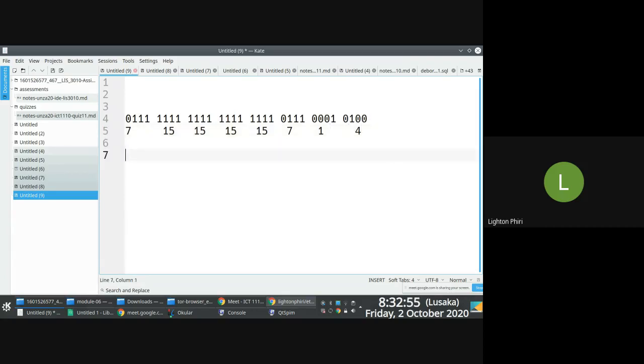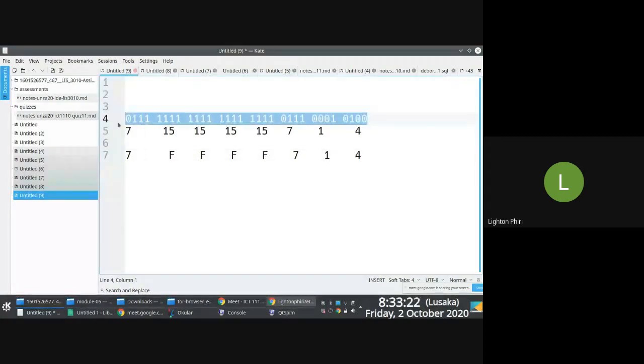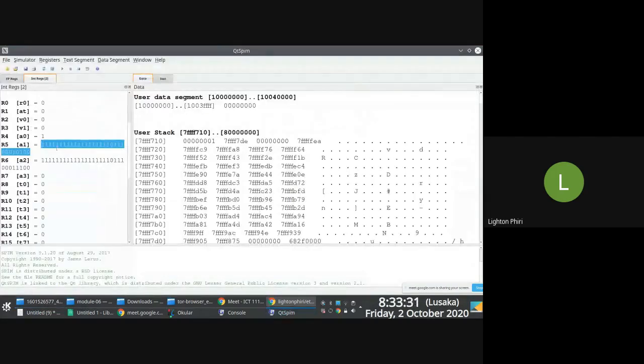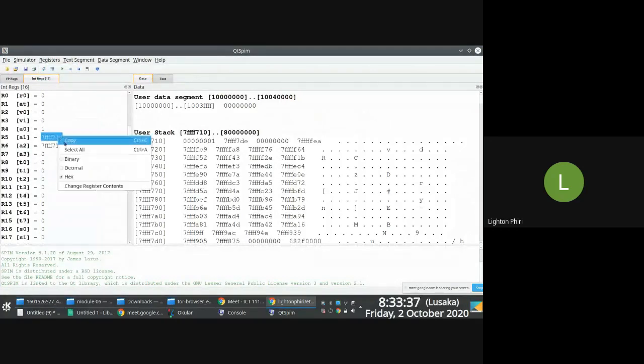This is the decimal representation. What we do afterwards is convert the decimals to hexadecimal. It's pretty easy for symbols from 0 through 15, because we know that 7 is 7, 15 is F, and so on. So this long 32-bit binary number here is nothing more than 7 F F F F 7 1 4. And if we were to go back to QtSpim, where we got this number from, and configure my simulator so that it shows me the number, this is the number we're converting here. It's one and the same.